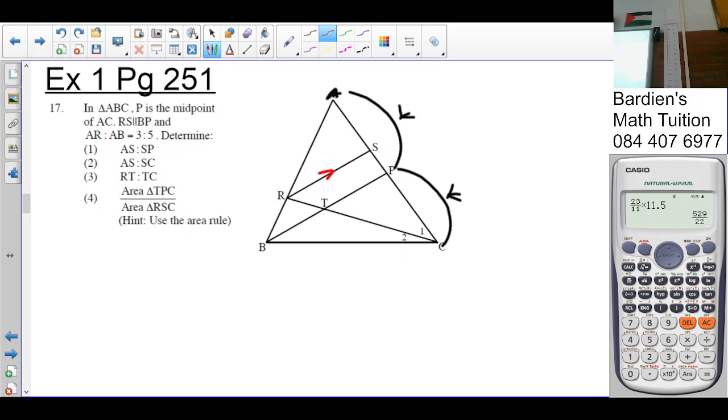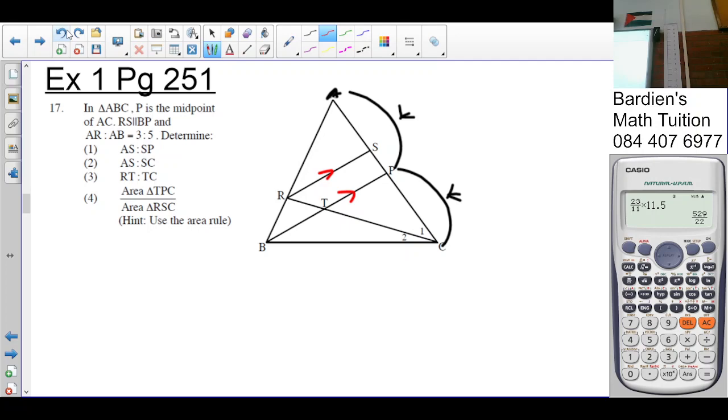RS is parallel to AB. RS is parallel to BP, sorry. So what does that mean? That means to say that AR over RB is equal to AS over SP. And all these variations that go with it. Okay?